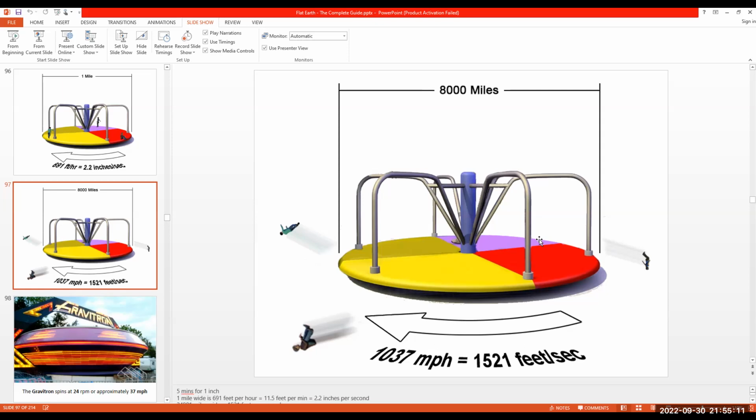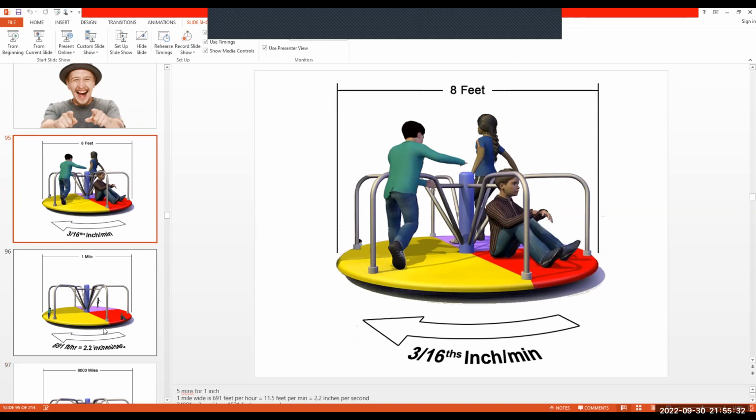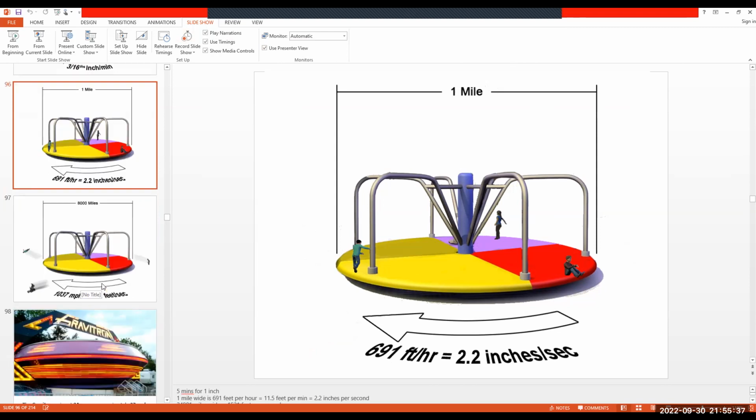At what point does it reverse? Yeah, because again, going back to it, at 8 feet, it's going at 3/16 of an inch a minute, right? You make it wider, you go out further, right? It's now 2.2 inches a second, right? At what point does it stop increasing and then start going so you don't notice it? At what size does it start reversing? Explain to me. Give me the maths for that.